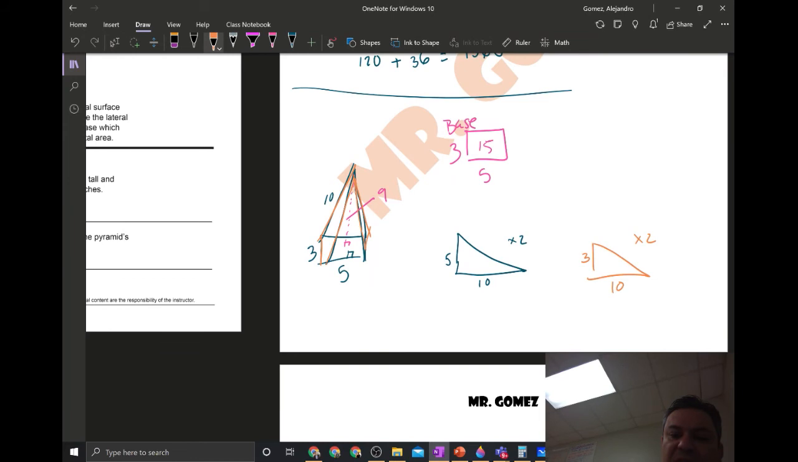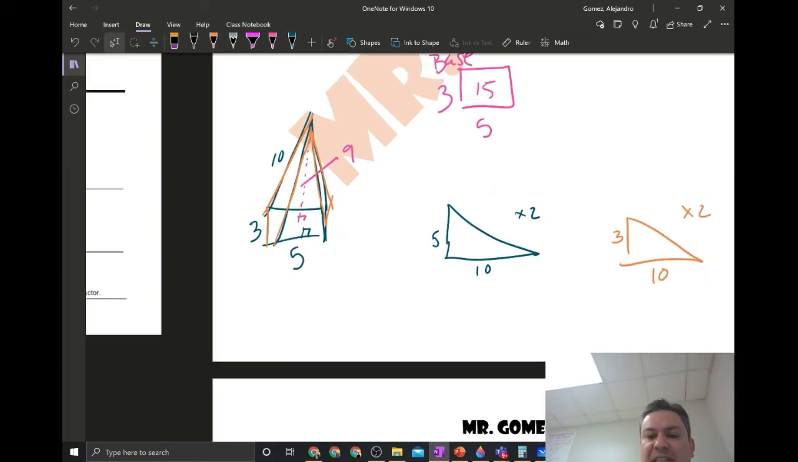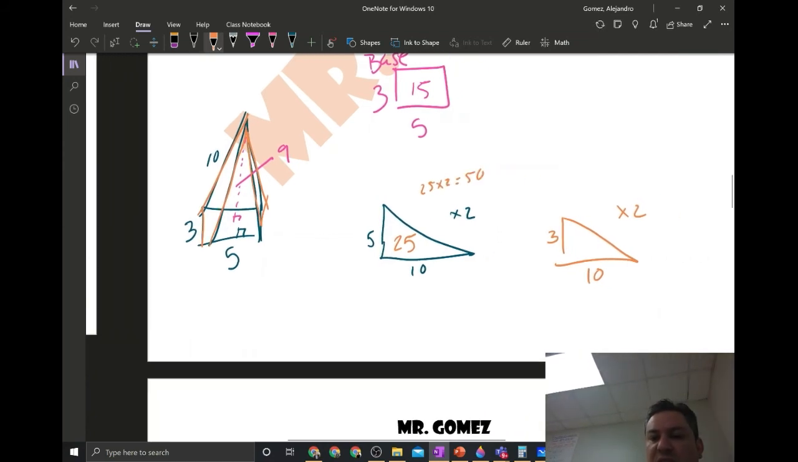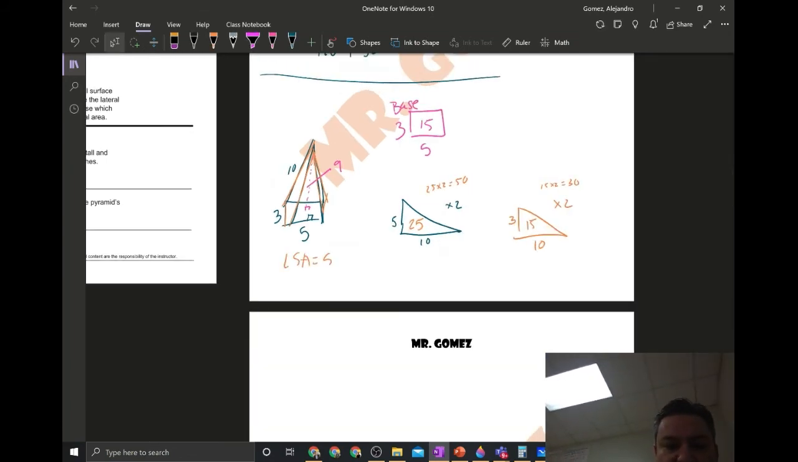So to find the area for this one, it's a 5 by 10 divided by 2. 5 times 10 is 50 divided by 2. This is 25. But you have 2 of them. 25 times 2 equals 50. This is 3 times 10, that's 30 divided by 2. This is 15. We have 2 of them. 15 times 2 equals 30. So my lateral surface area will be 50 plus 30, which is 80 units squared. And my total surface area will be lateral surface area plus the base. Lateral surface area is 80, and the base I found 15, so the total surface area will be 95 units squared.